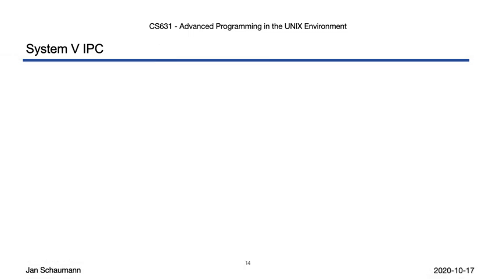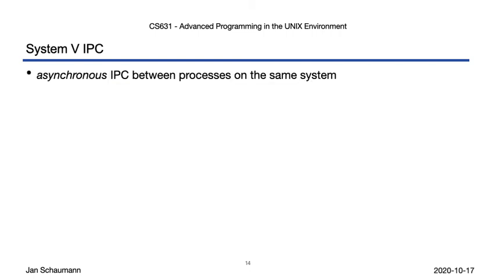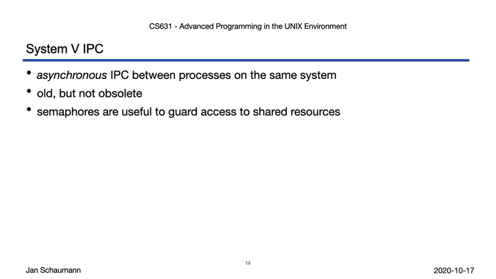Okay, we went through System 5 IPC quite quickly, so let's recap here. All forms of IPC we've seen here were asynchronous and only possible for processes on the same system. System 5 IPC is amongst the oldest forms of IPC, but by no means obsolete. The use of semaphores is primarily intended for guarding critical sections and coordinating access to shared resources. And shared memory allows for very fast IPC.